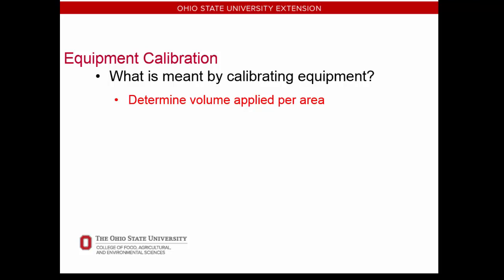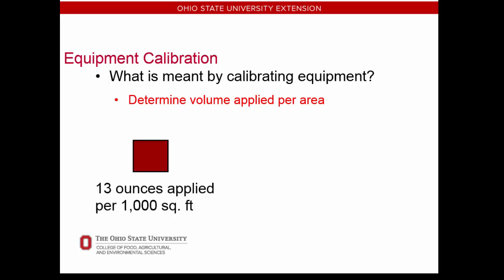The first box is 1,000 square feet, and if we applied 13 ounces to that area, the sprayer or granular applicator is calibrated at 13 ounces per 1,000 square feet. In turf and ornamentals and pest control in and around buildings, labels are used based on a 100 square foot or 1,000 square foot basis, so we calibrate using units that are similar to the label.